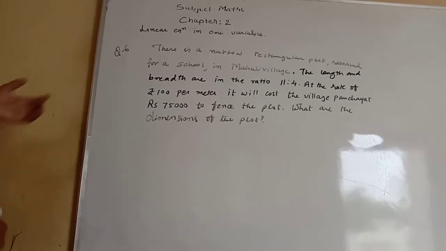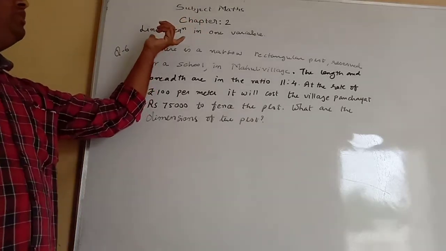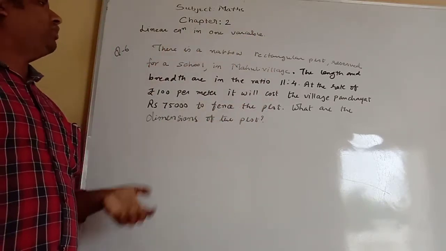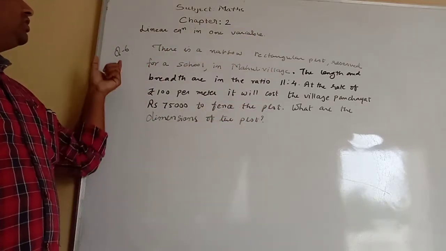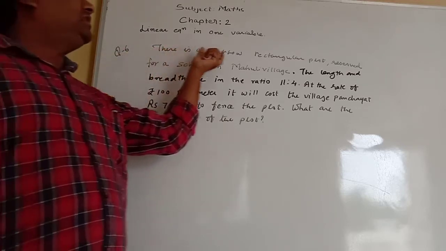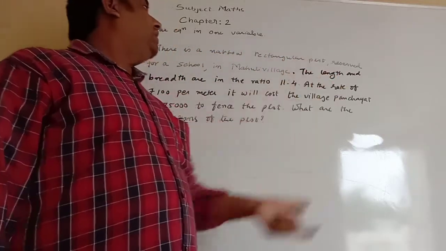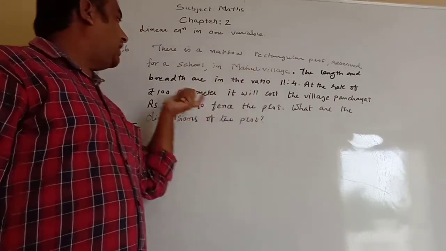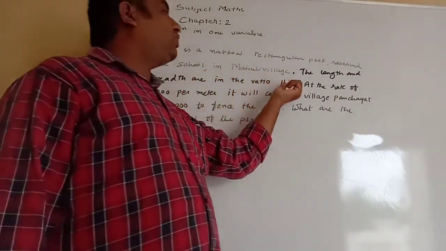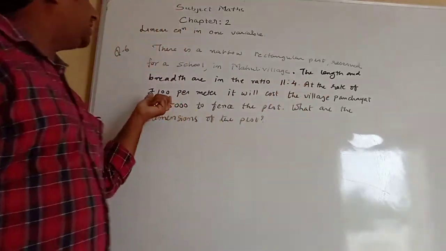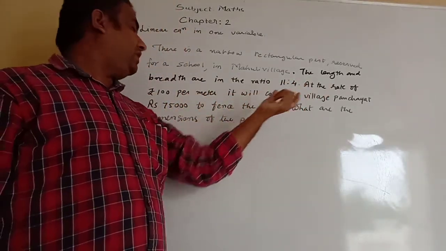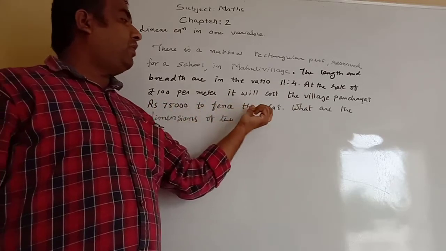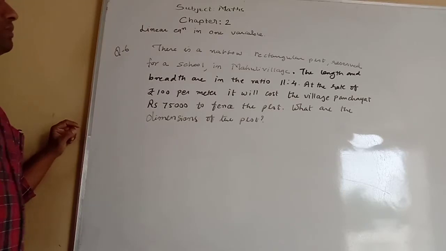Hello friends, today in Maths Chapter 2 Linear Equation in one variable, we will study exercise 2.4 question 6 to 10. So question 6 is given: there is a narrow rectangular plot reserved for a school in a Maholi village. The length and breadth are in the ratio 11:4. At the rate of rupees 100 per meter, it will cost the village panchayat rupees 75,000 to fence the plot. What are the dimensions of the plot?